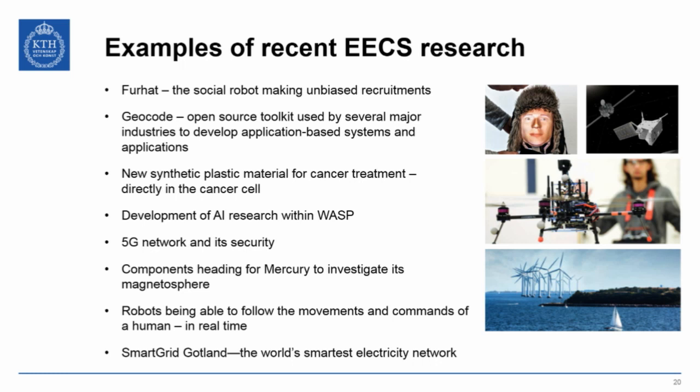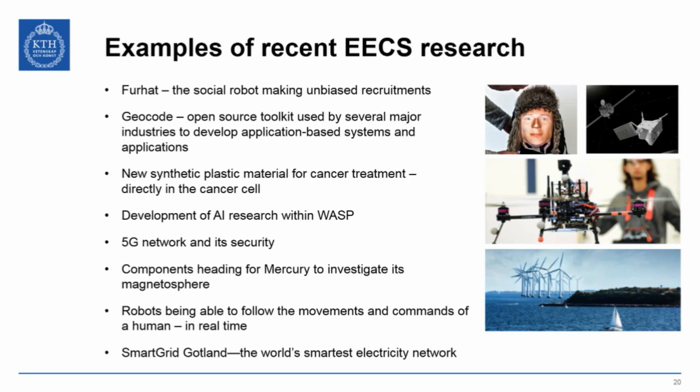We also have recent research within 5G networks and security. We have research regarding components heading for Mercury to investigate its magnetosphere. It's a huge challenge to send electronic devices all the way there, and also to do measurements in these environments. That requires deep technology skills. We have other examples of robots being able to follow the movements and commands of a human in real time. And we have Smart Grid Gotland, the world's smartest electricity network. Gotland, by the way, is an island outside Sweden, in the Baltic Sea.